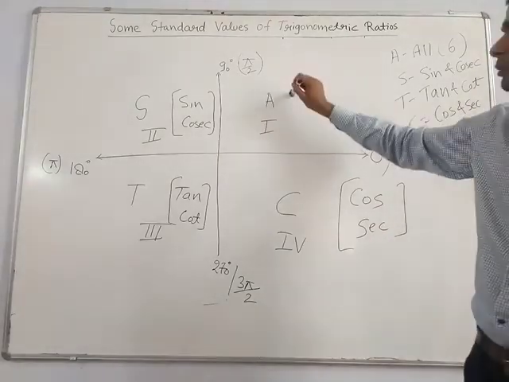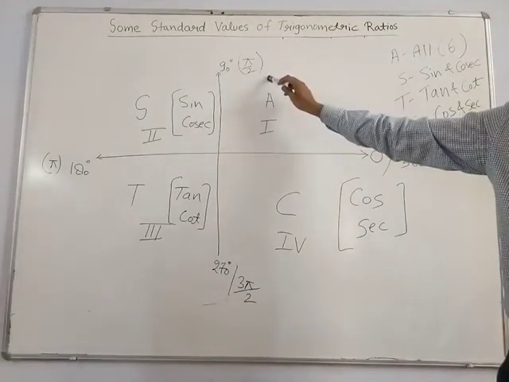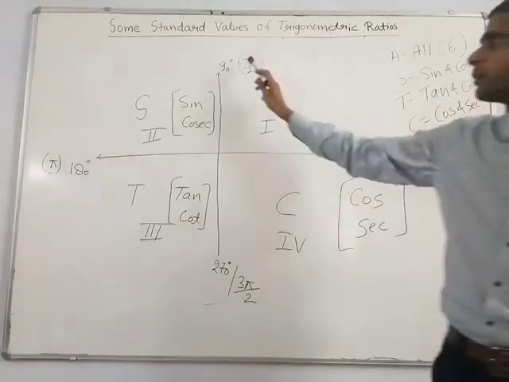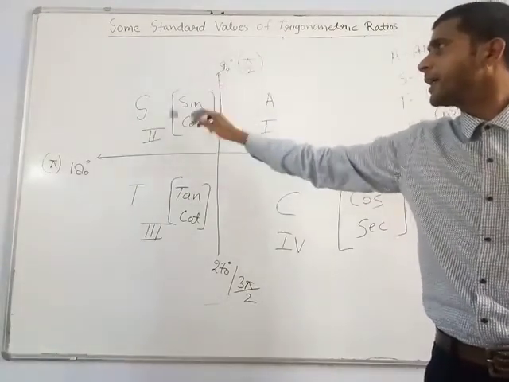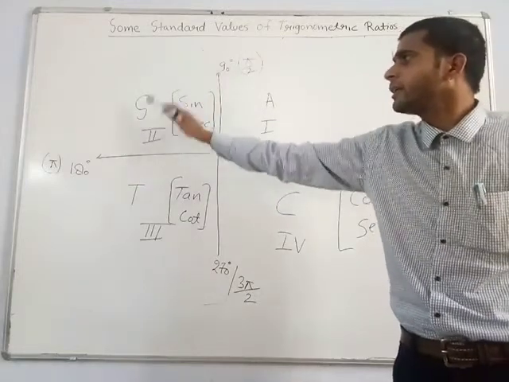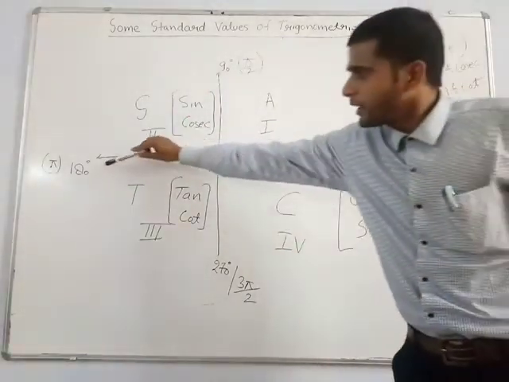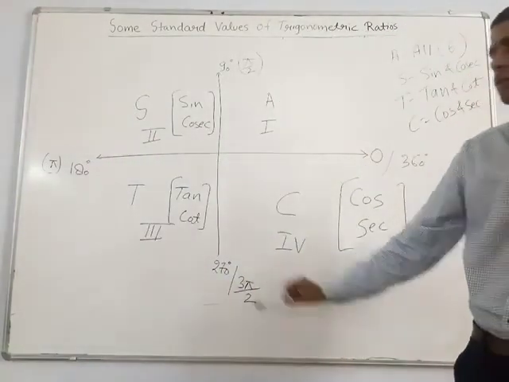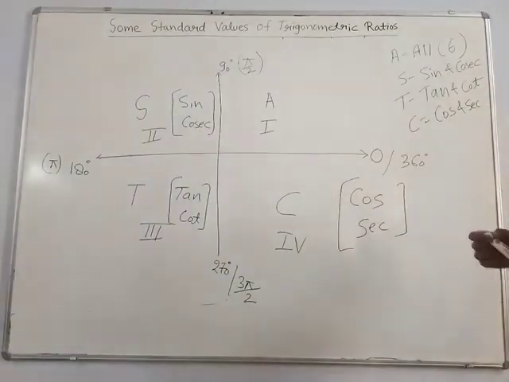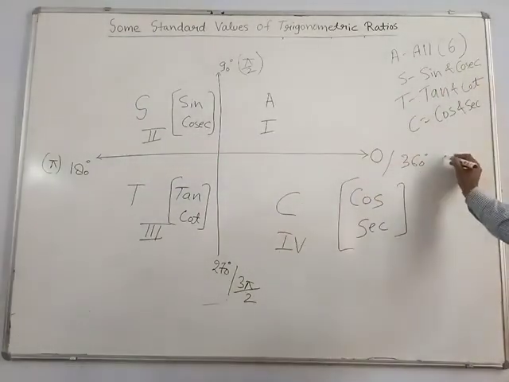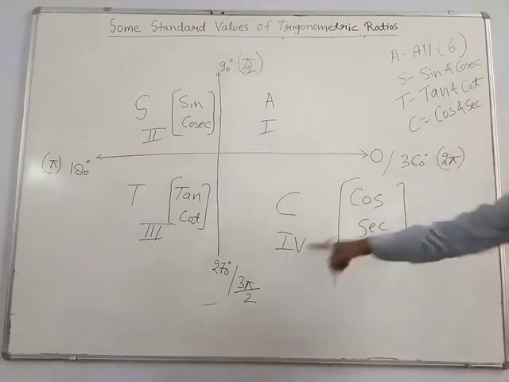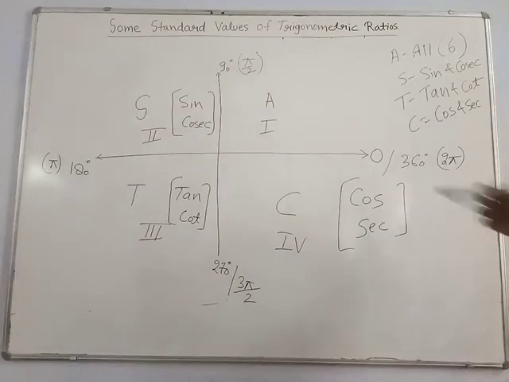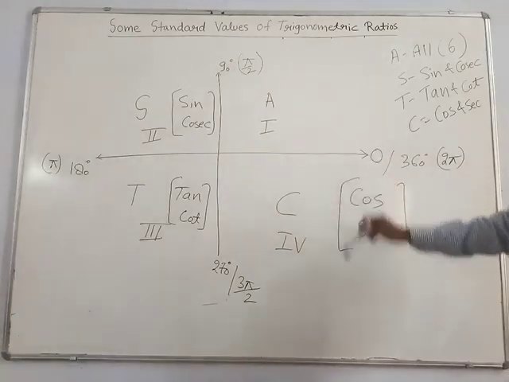So this is first quadrant, 0 to pi upon 2, either clockwise or anti-clockwise. Between pi upon 2 and pi, 90 and 180 degree, is second quadrant. Third quadrant is between 180 and 270, pi and 3 pi upon 2. And fourth quadrant is 3 pi upon 2 to 360, 360 means 2 pi. In fourth quadrant, cos and sec are positive, rest are negative.